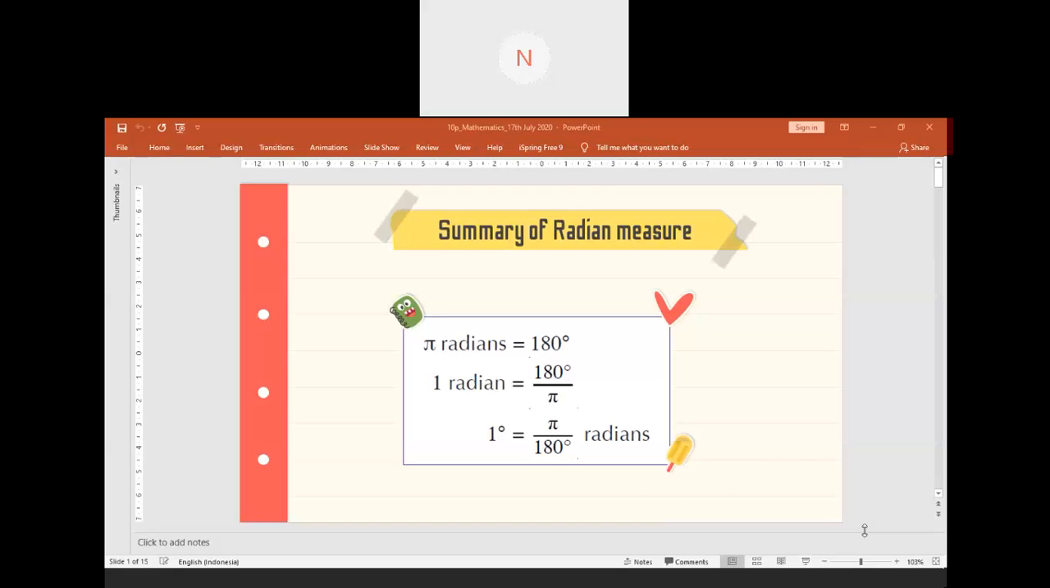So from radian into degree, if later you have the angle in the radian unit and you want to change it into degree, you just need to multiply it by 180 divided by pi. This is to change from radian into degree. If later you have the angle in degree and you want to change it into radians, you just need to multiply the angle in degree unit by pi divided by 180 degrees.